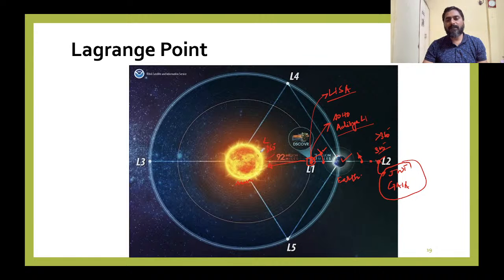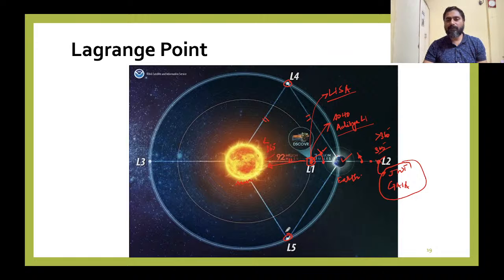So what are these points? These points L1, L2 and L3 lie on the line joining sun and Earth. So L1 is between sun and Earth, L2 is behind Earth, L3 is behind the sun. L4 lies at the apex of the equilateral triangle formed by joining sun and Earth as base. So all these sides are equal. So you'll see that this point is the L4 point, and this one is called the L5 point. So there are 5 such points.